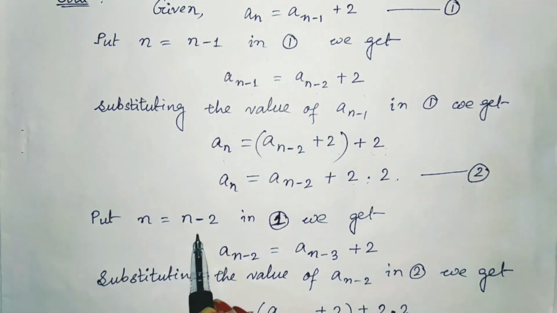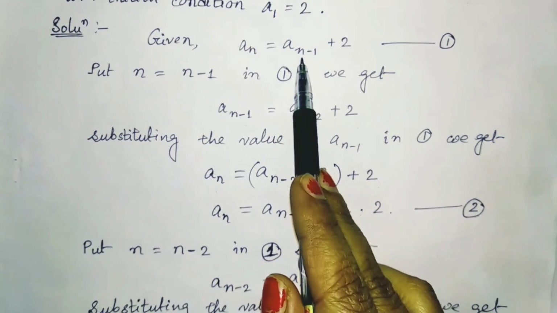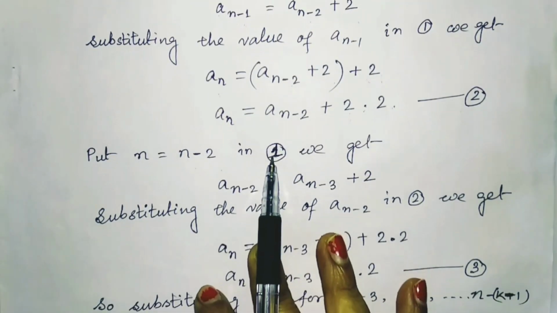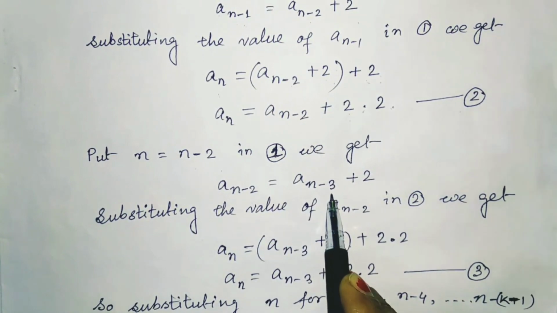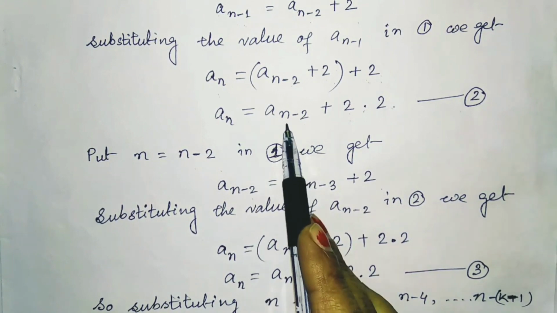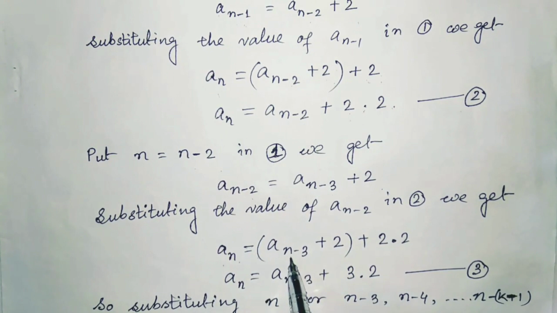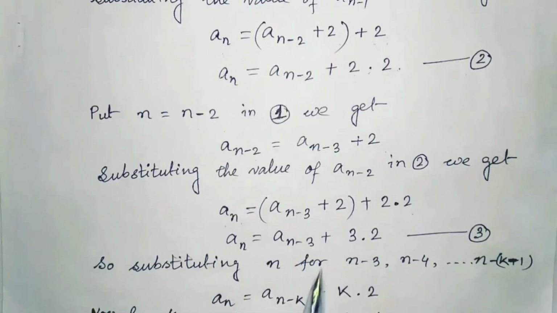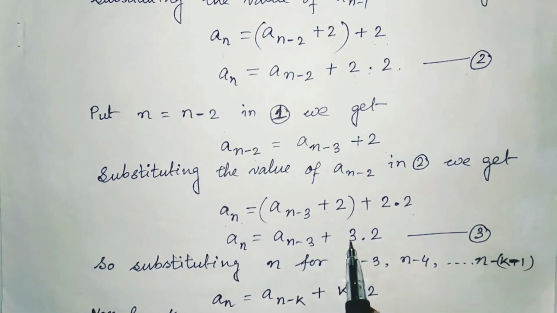Next we put n = n-2 in the given equation 1, that means in this equation again. So after substituting n = n-2 in equation number 1, we will find out a_{n-2} = a_{n-3} + 2. So substituting this value of a_{n-2} in equation number 2, we will find out a_n = a_{n-3} + 2 + 2×2 according to equation number 2. So if you simplify, then we will find out a_n = a_{n-3} + 3×2.